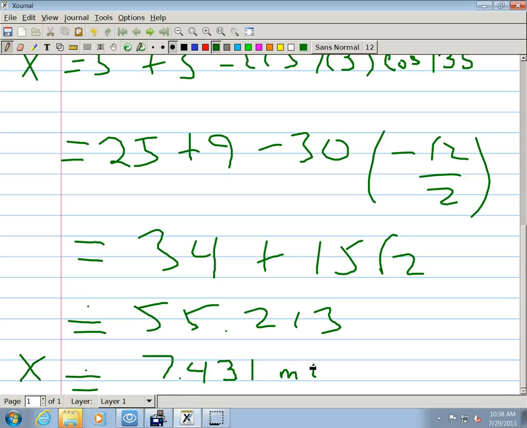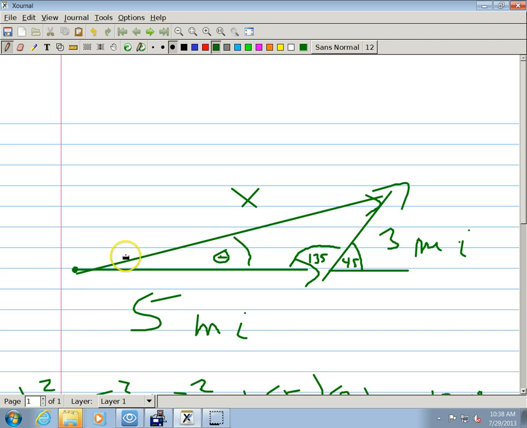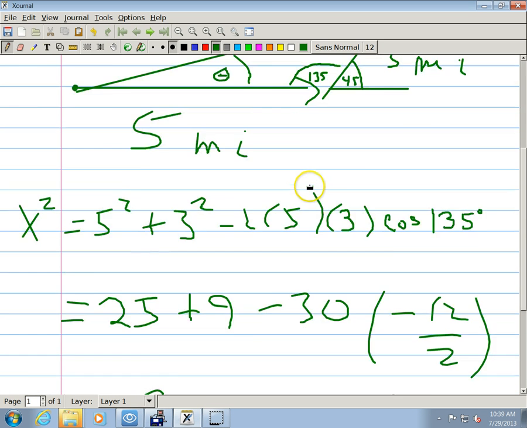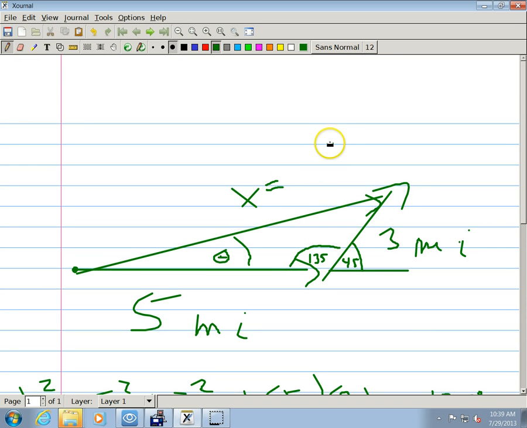So, now, what else? Well, what about this angle in here? Can I uniquely specify this net displacement? It's a vector. It's got a direction and it's got a magnitude. We've got the magnitude, 7.4 something, right? Can we get that angle? Do we have enough information to get that angle? Now remember, we have x. We know x is exactly, what was it, 34 plus 15 rad 2? I don't want to have round off error, so I'm going to say, and then square root it.